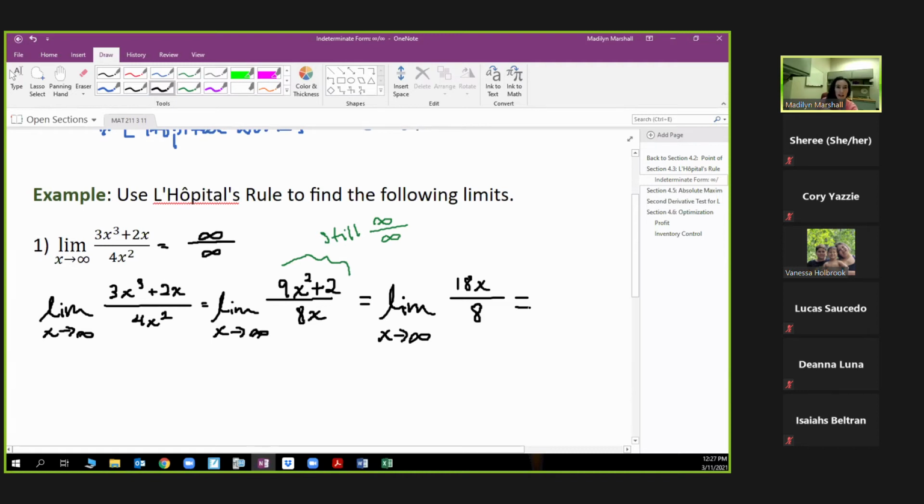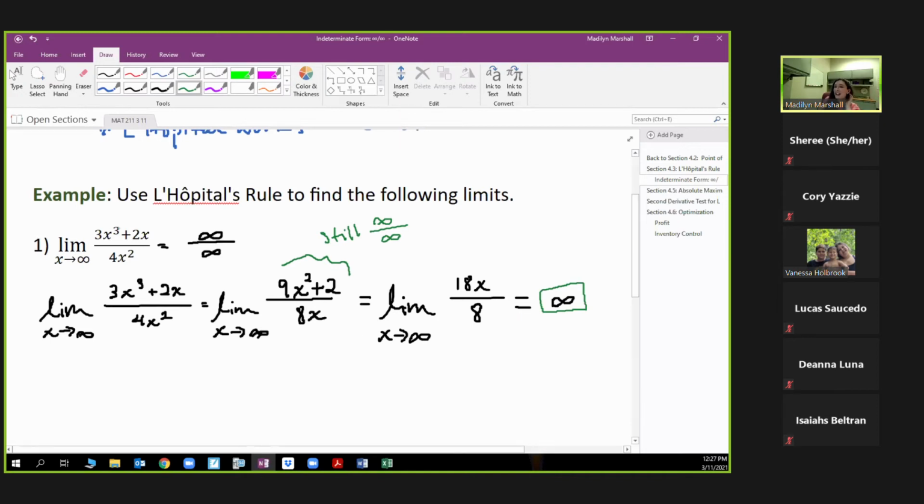If x is getting bigger to infinity, what is 18x over 8 going to do? Yeah, infinity over 8. Yes, but 8 is not going to change, so it is actually just infinity. Because if we're at infinity, a little 8 on the bottom isn't going to affect anything. What would affect it? Only another infinity. But it depends on how big it is.